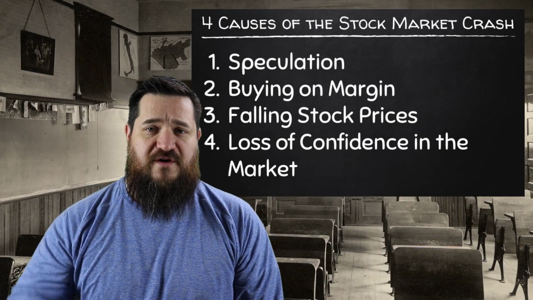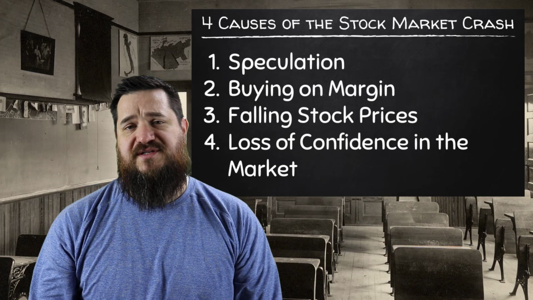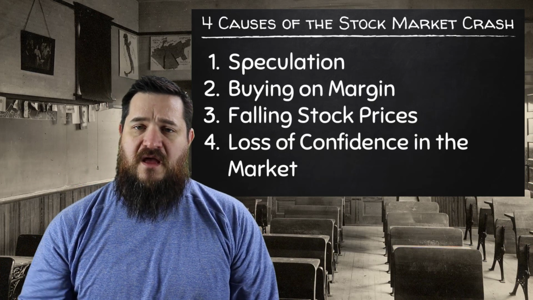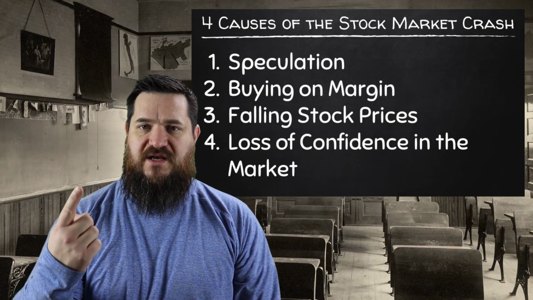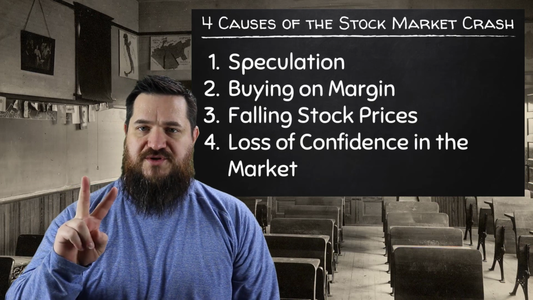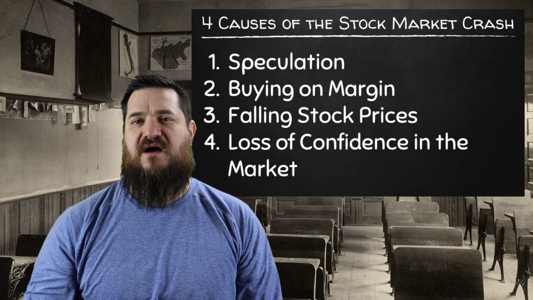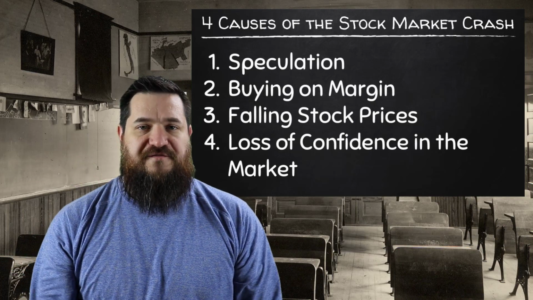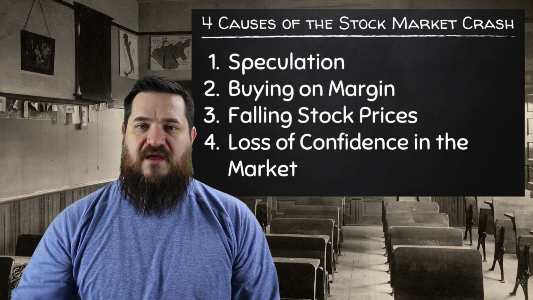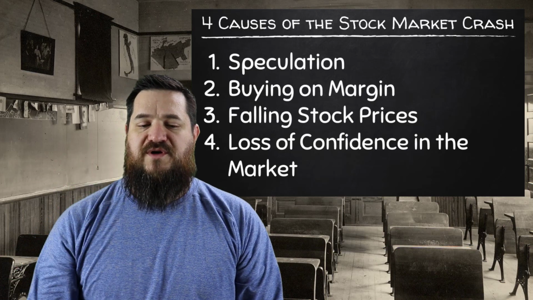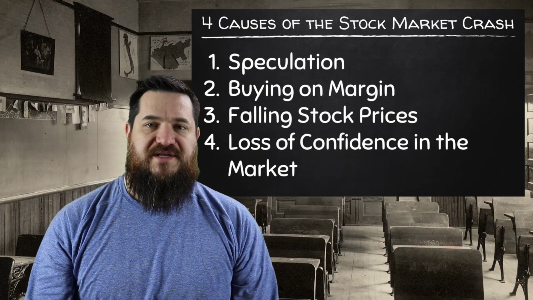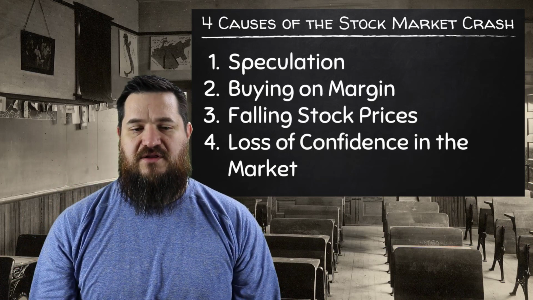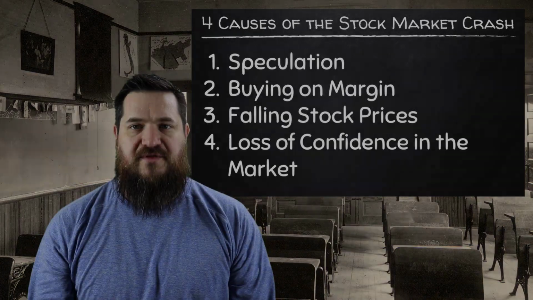Most historians agree that there are four causes to the collapse of the stock market in 1929. The first one being speculating on stocks. Number two was buying too many stocks on margin. Number three was ultimately the falling stock prices. And the last one, number four, was the loss of confidence in the market itself. So let's take a look at those four causes a little more in depth.